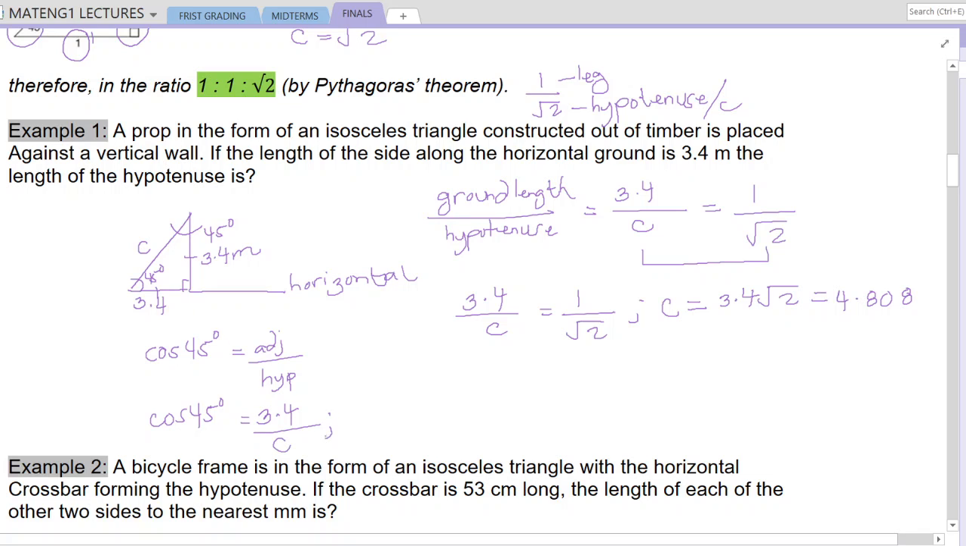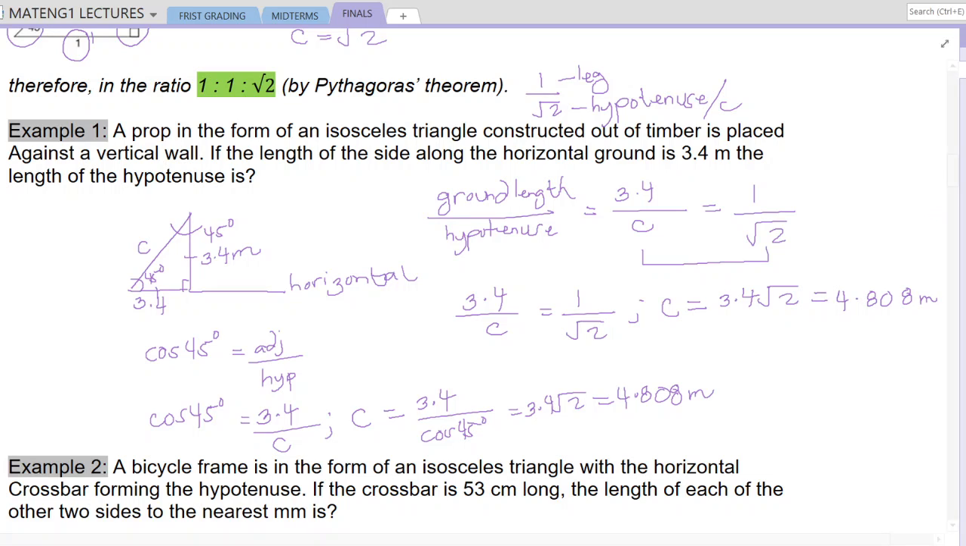So having that one, we have there C is equal to 3.4 divided by cosine of 45 degrees, and still it's the same, that is also equal to 3.4 square root of 2, or that is equal to 4.808 meters. So this is in meters. Okay, so that will be the hypotenuse of the prop.